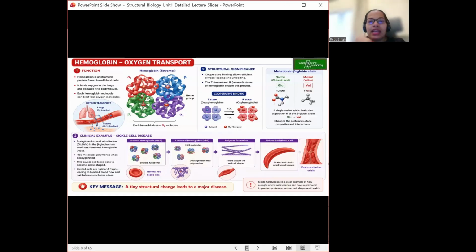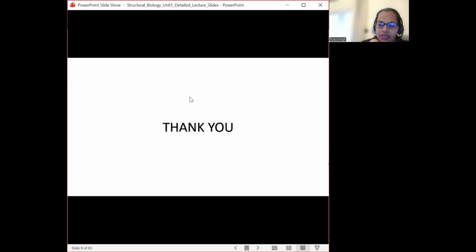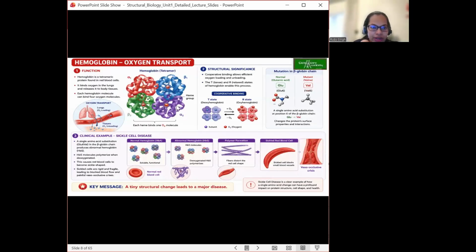Now let's understand its structure. As you can see here, hemoglobin is a tetramer. You can see there are two alpha and two beta groups. If you look at the structure here, can you guess whether it is only alpha helical or whether beta sheets are also present?